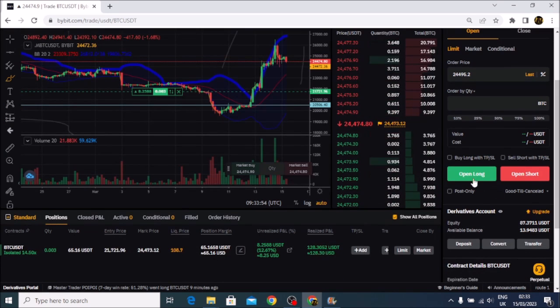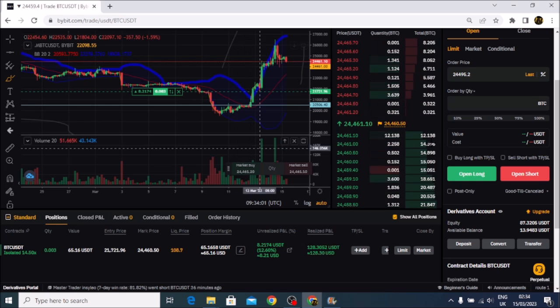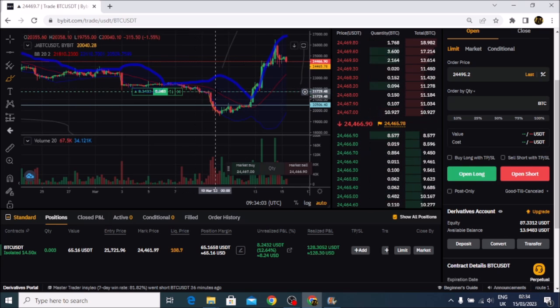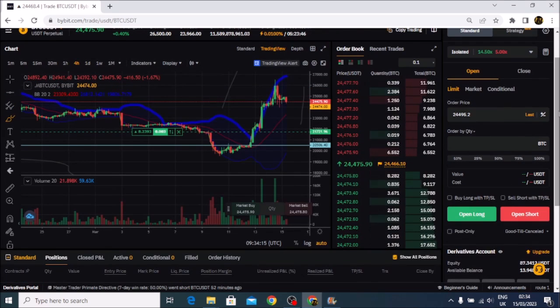And again, the difference between open long and open short. With open short, you predict that the price will go down, and with open long, you predict that the price will go up. So when you select open short, that means it will go downwards. With open long, it will go upwards. So that is the difference always.